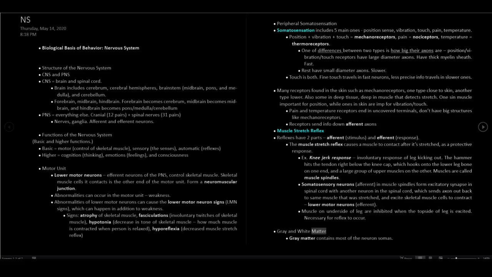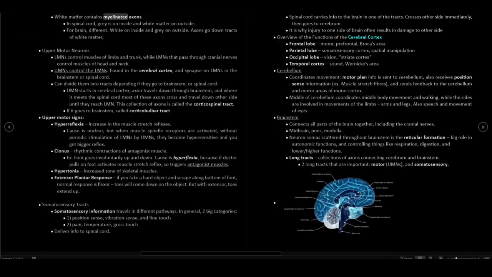Gray and white matter. Gray matter contains most of the neuron somas. White matter contains myelinated axons. In spinal cord, gray is on inside and white matter on outside. For brain, different. White on inside and gray on outside. Axons go down tracks of white matter.